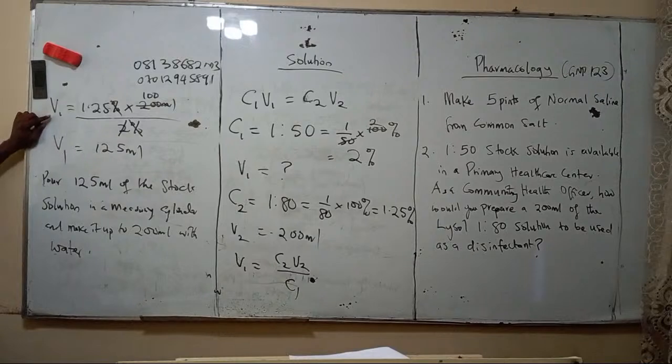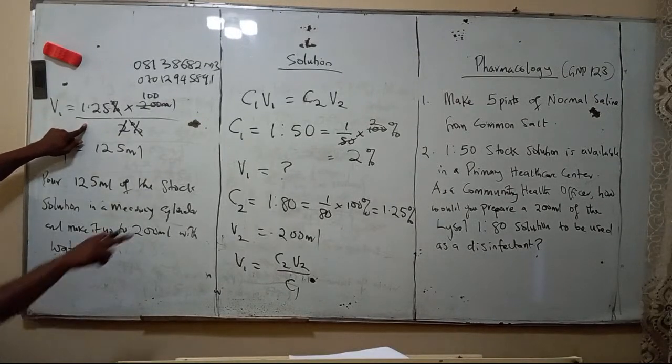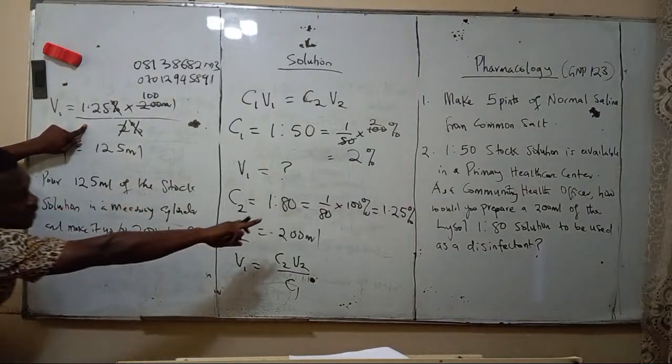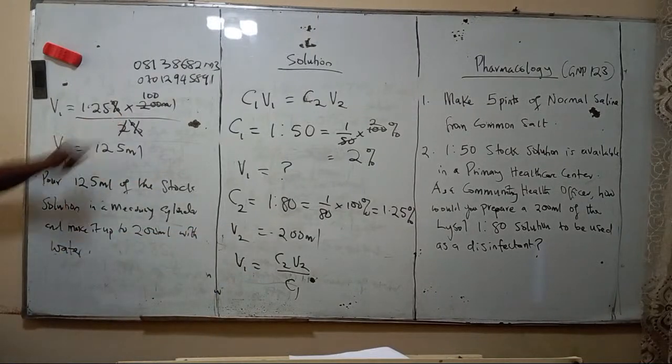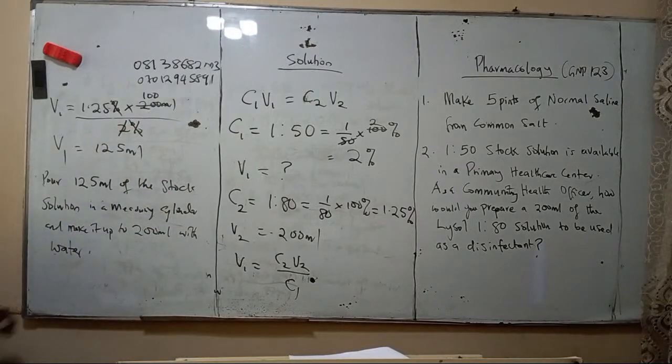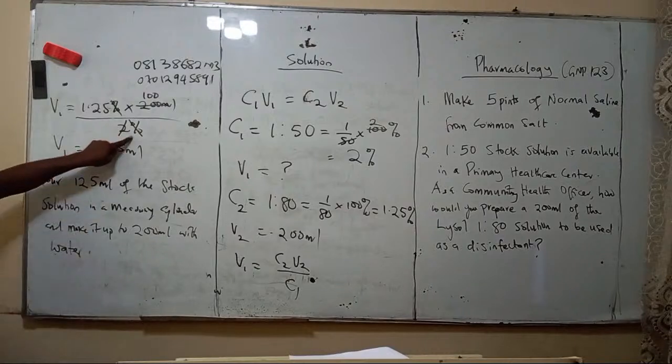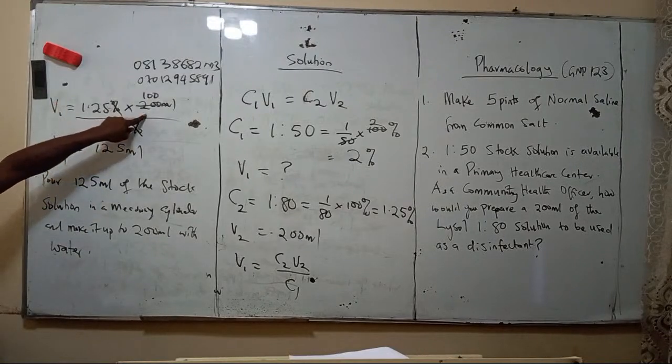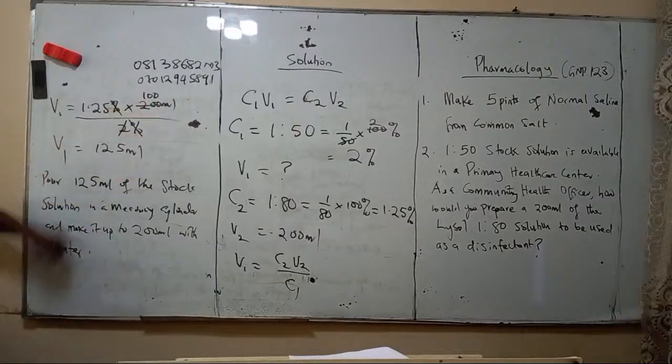So we now come over here. V1 is what? C2 here is 1.25%, times V2, which is 200 ml, over C1. C1 is 2%. So percent will cancel percent. 2 divided into 200, we have 100. So we have 100 ml here.